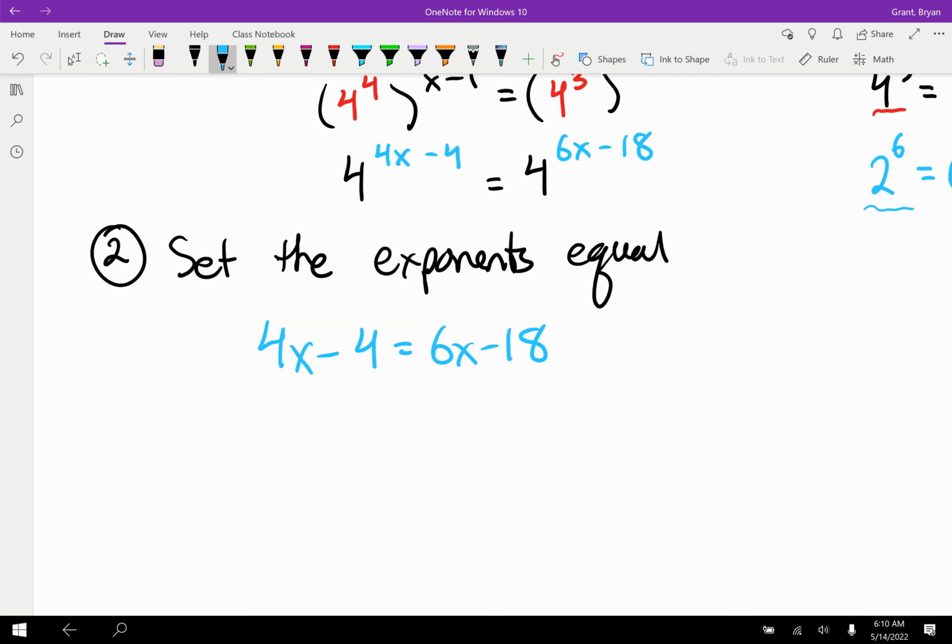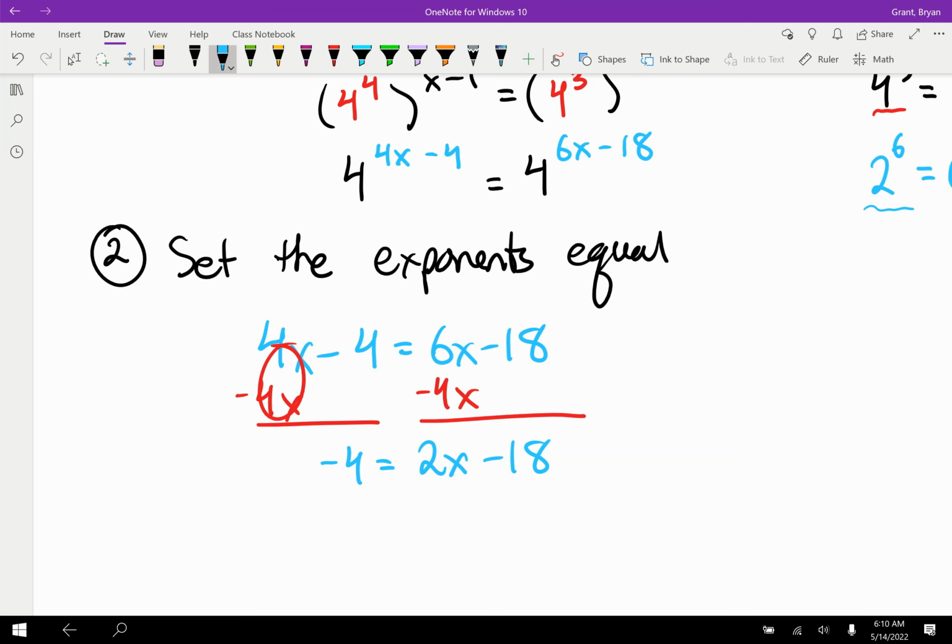This is all about SADMAP, getting x by itself. Before we get x by itself, though, I always like to move the x's to the same side using addition and subtraction. And personal preference, I like to make them positive. So I'm going to subtract 4x from each side. This leaves me with negative 4 equals 2x minus 18.